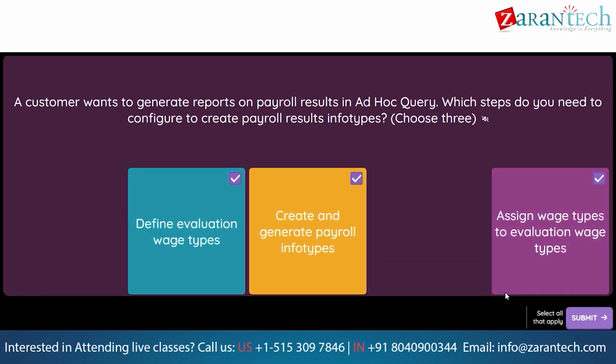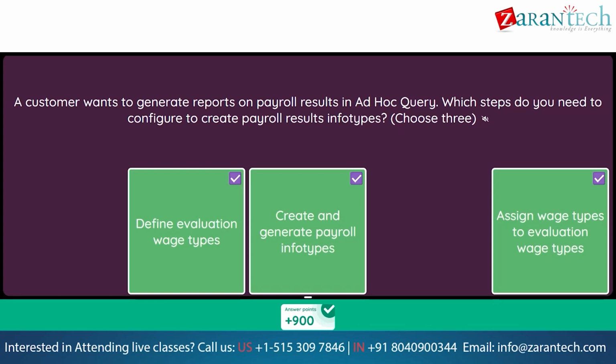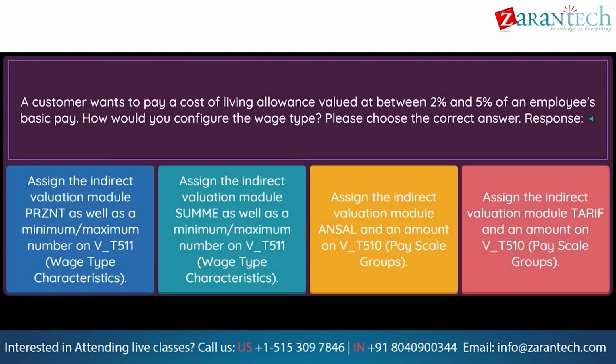Question: a customer wants to pay a cost of living allowance valued at between 2% and 5% of an employee's basic pay. How would you configure the wage type? Please choose the correct answer.